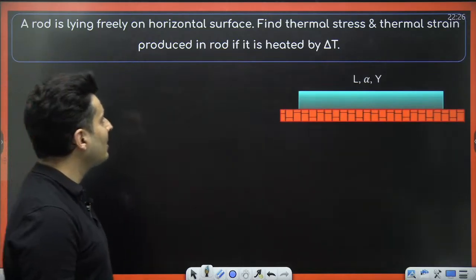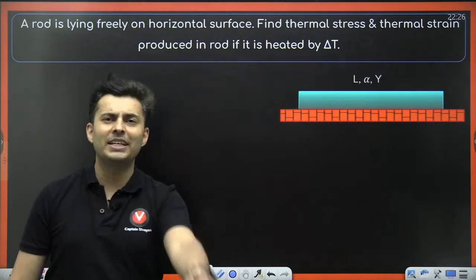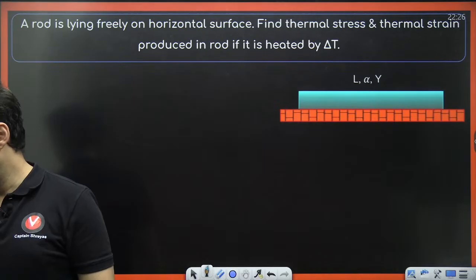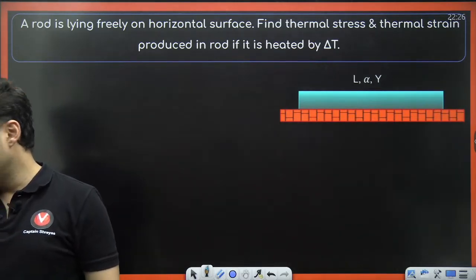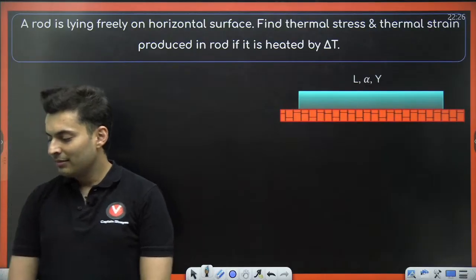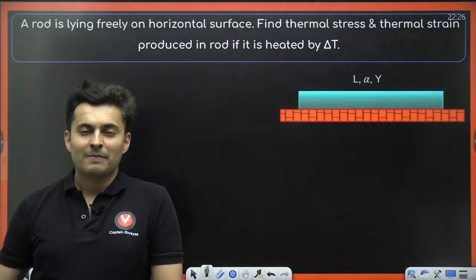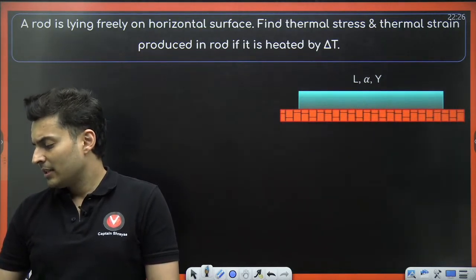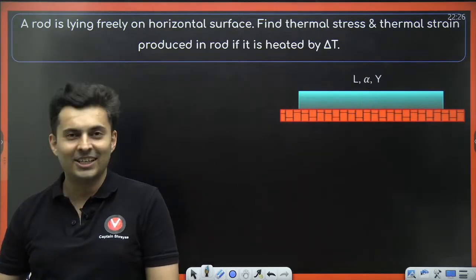A rod is lying freely on a horizontal surface. Find the thermal stress and the thermal strain produced in the rod if it is heated by some temperature. If you answer this question, I will be really proud of you. Very easy peasy question. Come on. What is the answer?